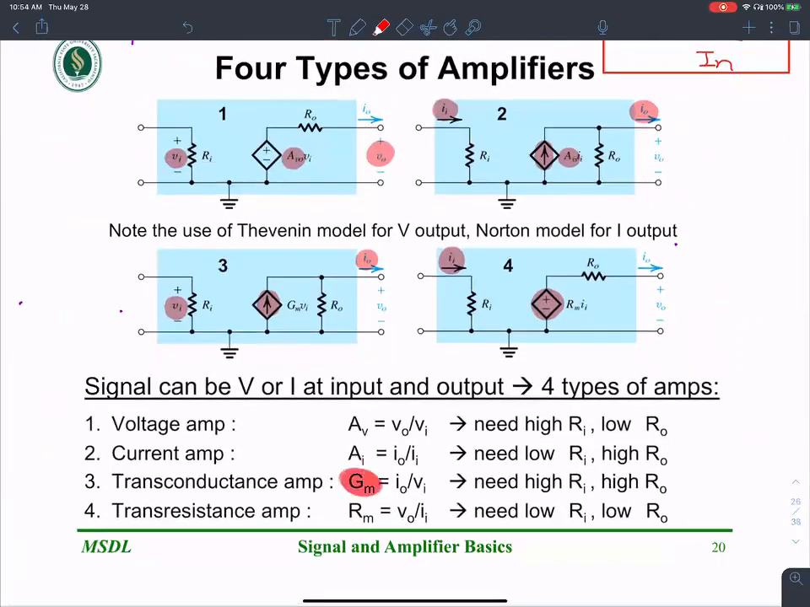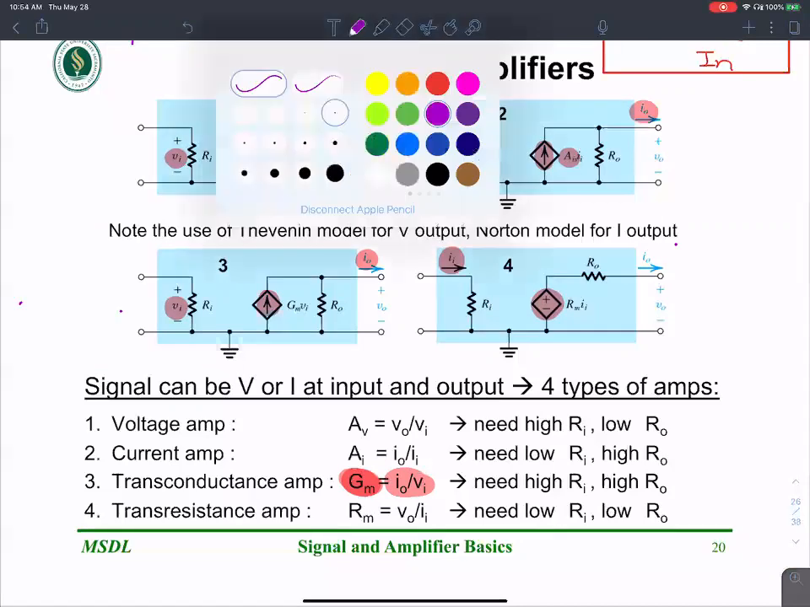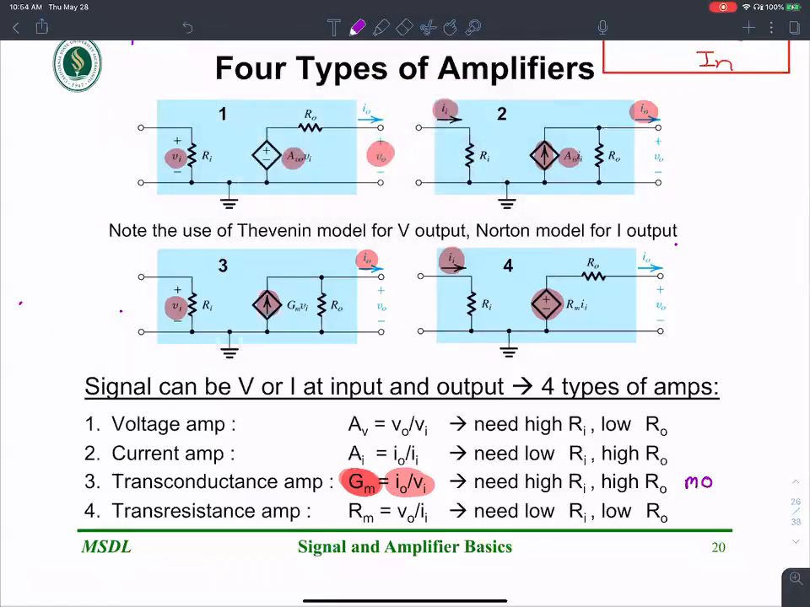For a transconductance amplifier, which is number 3, the input is voltage, the output is current. You can think of a MOSFET as an example. A MOSFET typically at its heart behaves like a transconductance amplifier. You can later convert it to a voltage amplifier as well, but at the heart it's a transconductance amplifier. Number two, the current amplifier, an example is a bipolar junction transistor, BJT.